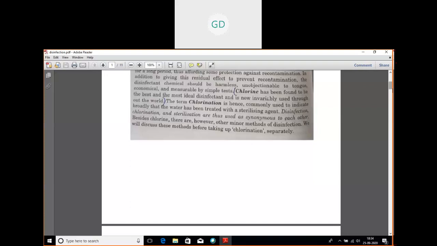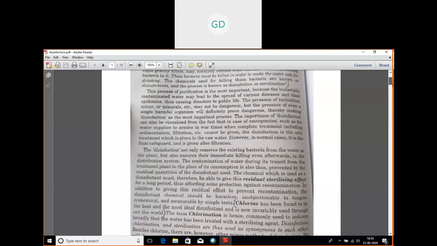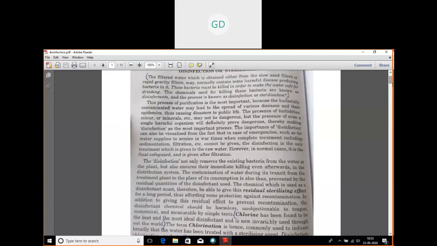What is disinfection? Disinfection means adding some chemicals. The most commonly used is chlorine. I know you have heard of adding chlorine to water. When chlorine is added to the water, it removes most of the bacteria. You can say 99% of bacteria are removed by chlorine.